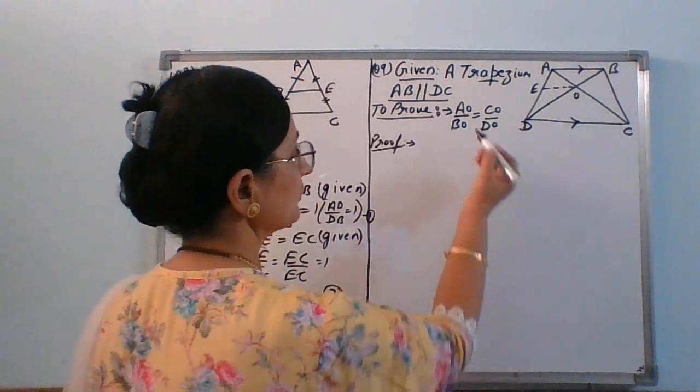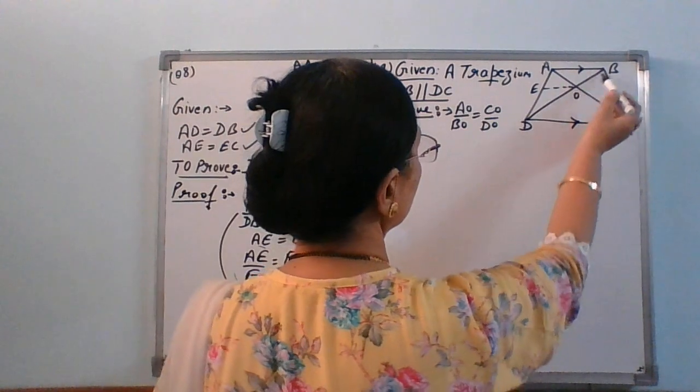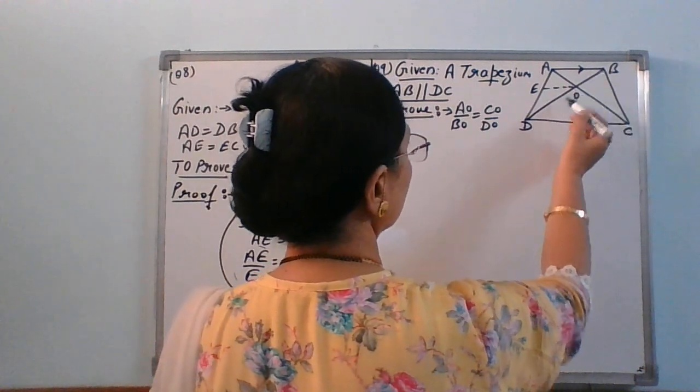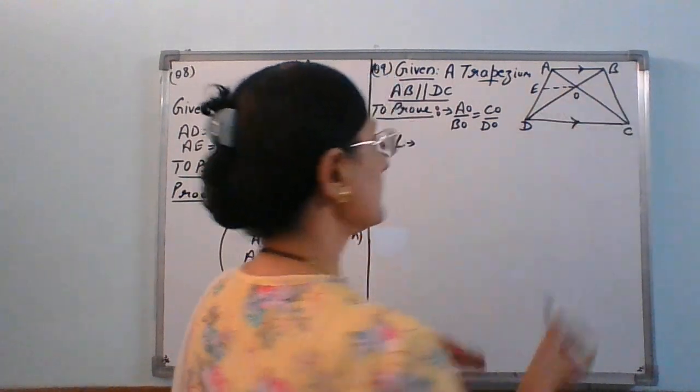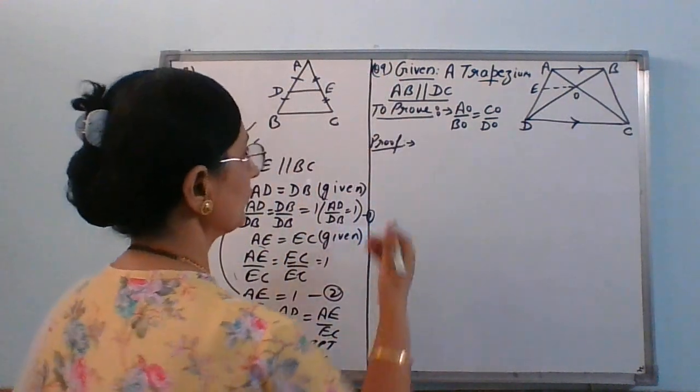What you have to prove? You have to prove this ratio AO upon OB is equal to CO upon DO. It is upside down, not in the same ratio form. This one is talking about this side, and this one about that side. So we'll prove it. Now let us see what we can do.